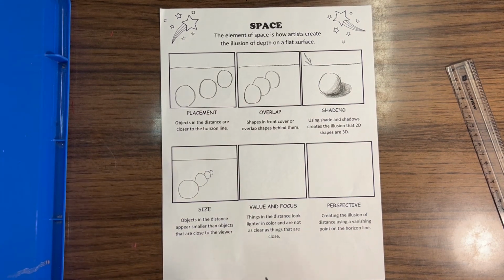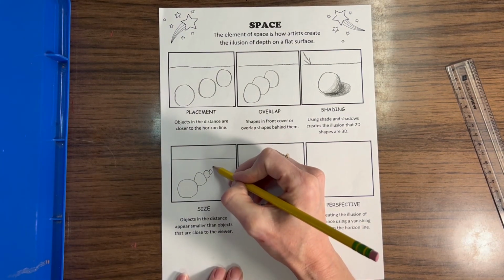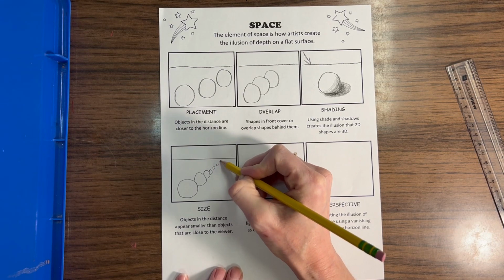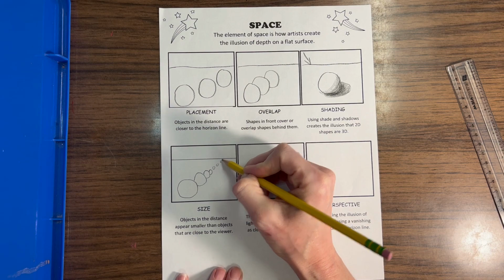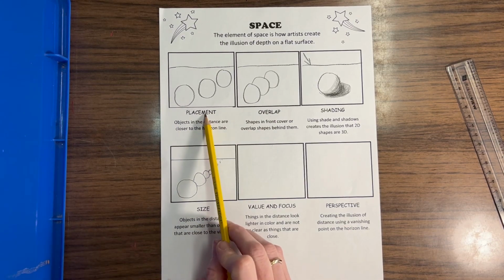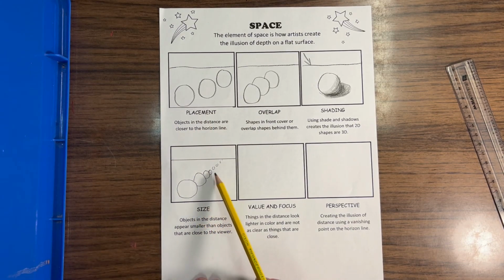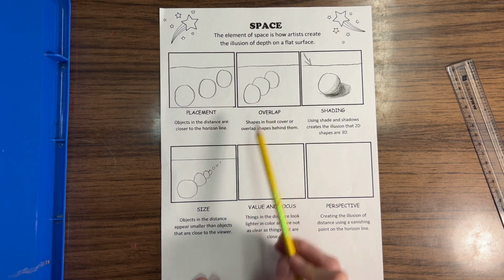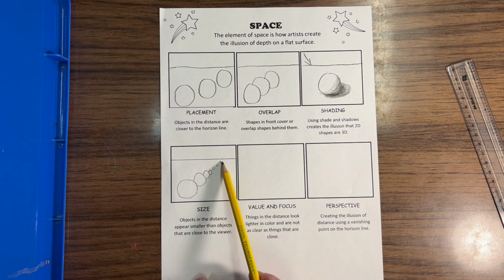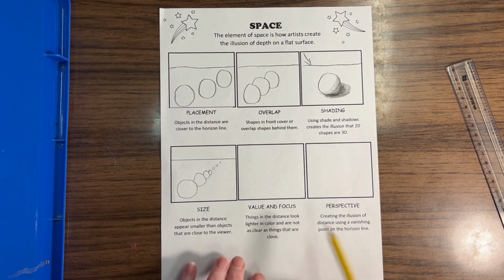I could just keep going back smaller and smaller. All right, and so that starts to make it look like there's a little more space. I'm going to just remove the overlap so I can spread them out a little bit more. All right, so now they're starting to look like they're going way back in the distance there. So I have combined the placement, moving them closer to the horizon line, with some overlap and the size changing as it gets closer to the horizon line.